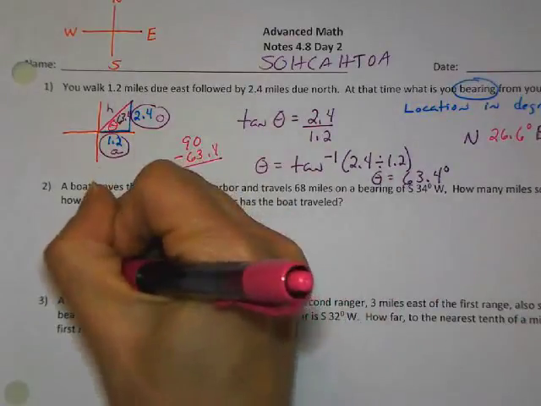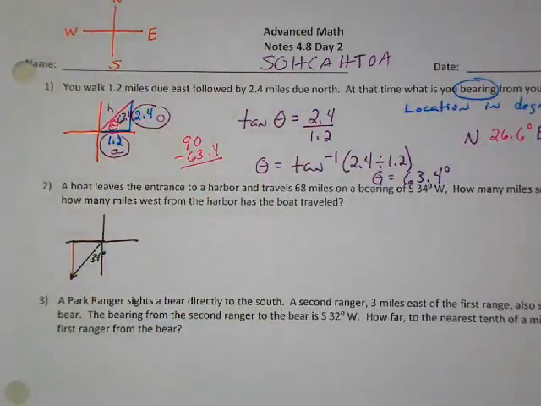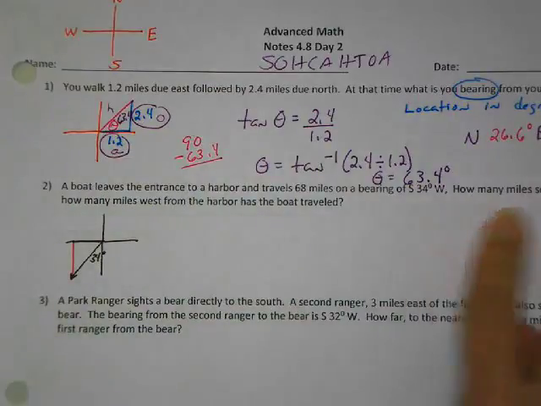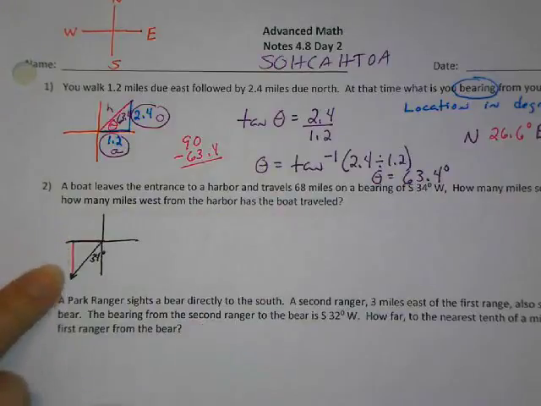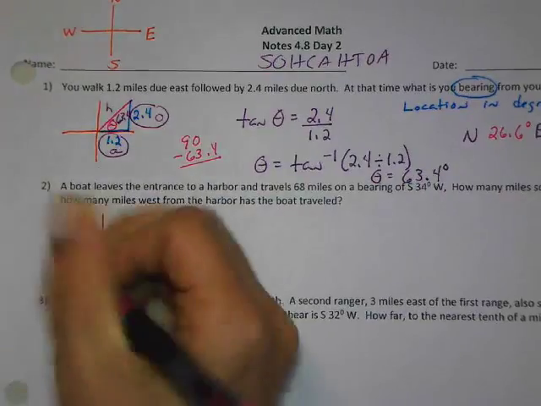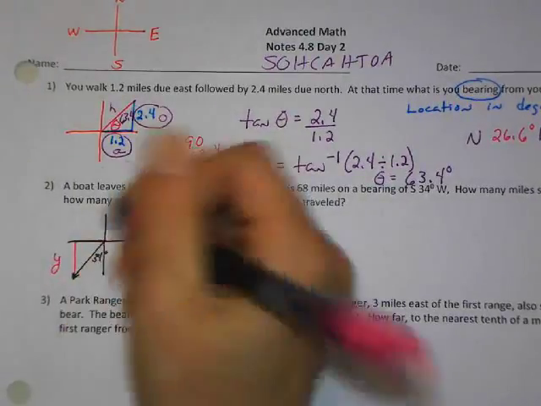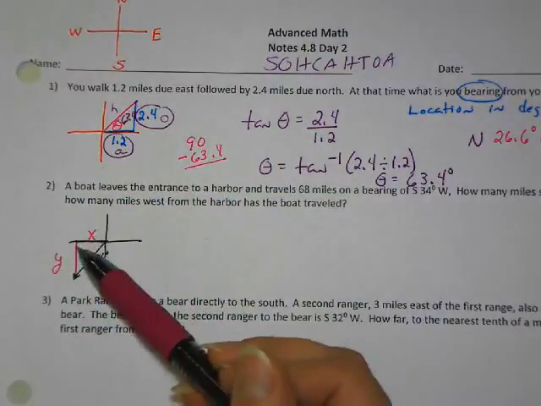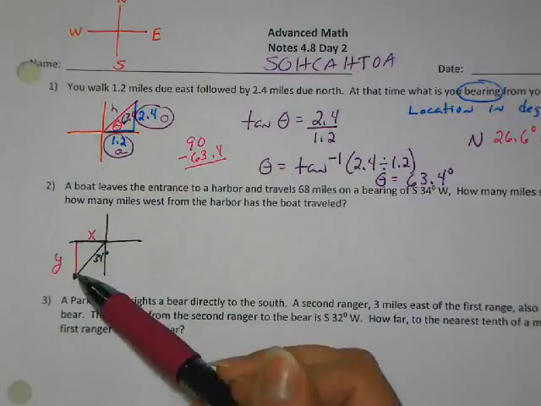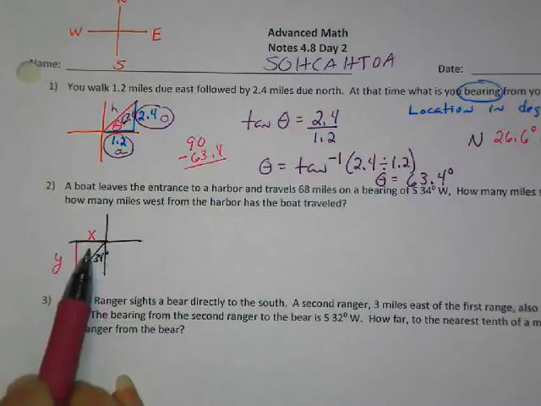Now finish up your triangle. My question is, how many miles south and how many miles west have I traveled? Do you agree this is the south piece, which we're going to call Y, because it's the Y-axis, and this would be the west piece, which we'll call X. It doesn't matter what you name them. I just like to always think of Y as the vertical piece and X as the horizontal. Now, do you see the problem? I don't have an angle in my triangle. Without an angle in my triangle, I can't do trig.